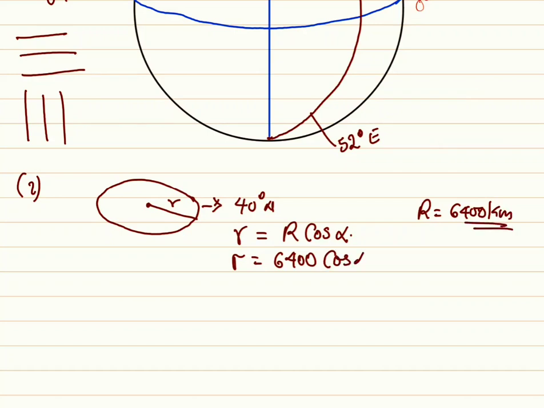Then it's going to be cos 40 degrees. Then quickly we move to our calculator to make sure we get the answer. And if we do it well, we are going to end up with 4902.68. So r is approximately, to three significant figures, 4900 kilometers. All right, so that is exactly what we are supposed to get as our answer.